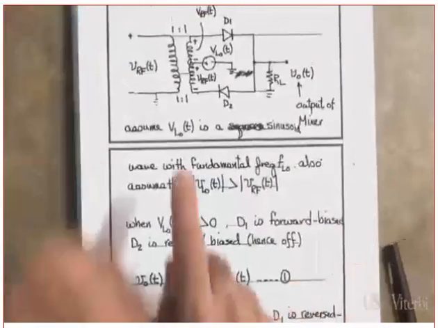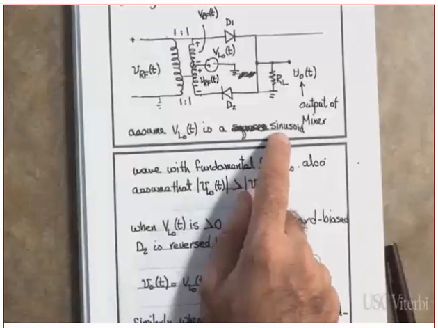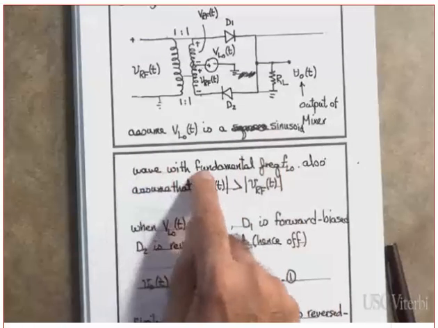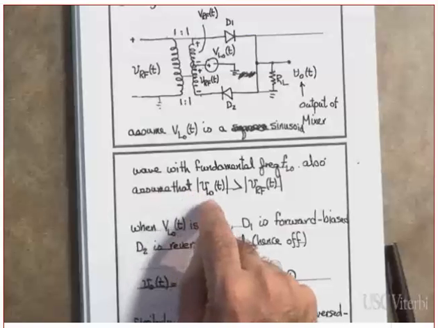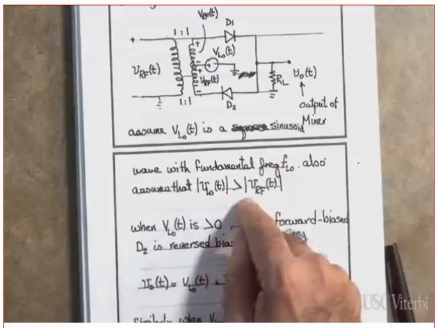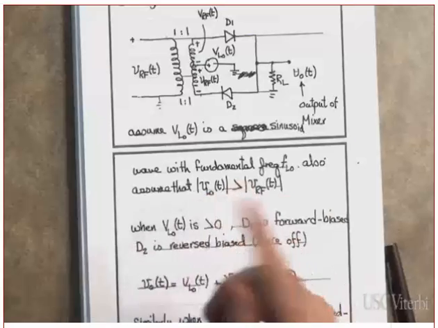Okay, so what do I have? Assume VLO of t is a sinusoid, a wave with fundamental frequency of fLO. Also assume that the absolute value of VLO(t) is greater than the absolute value of VRF(t). What does this mean? One more time.